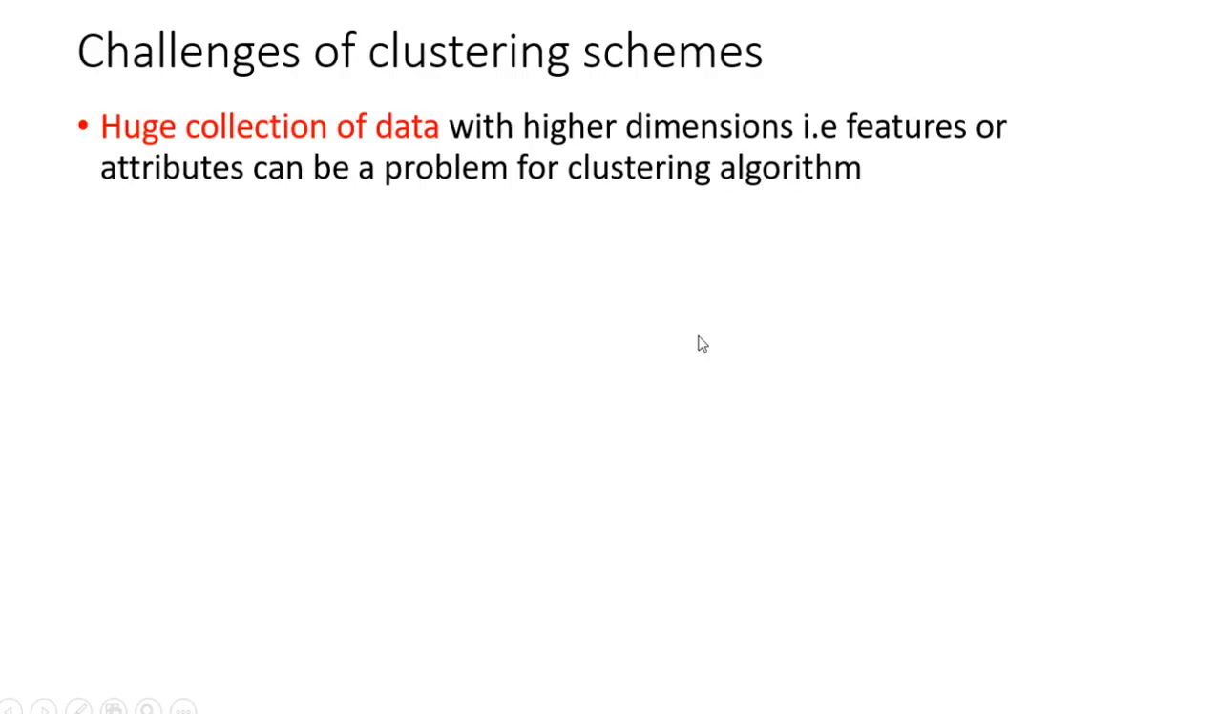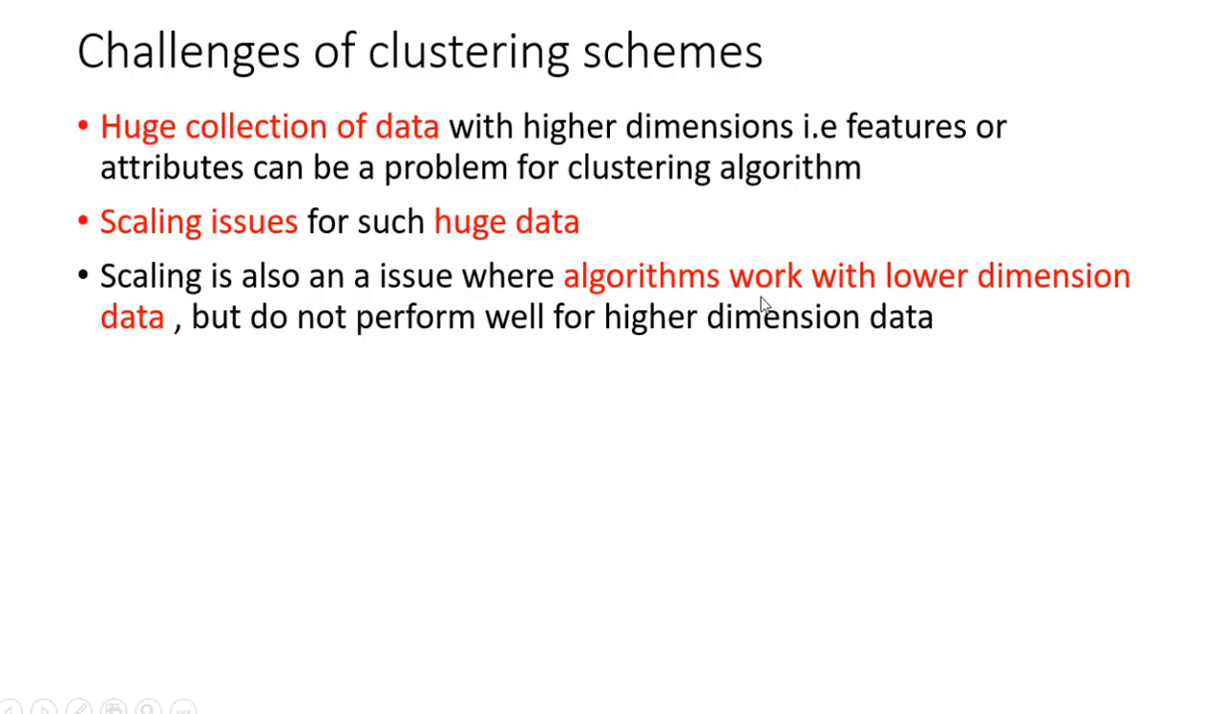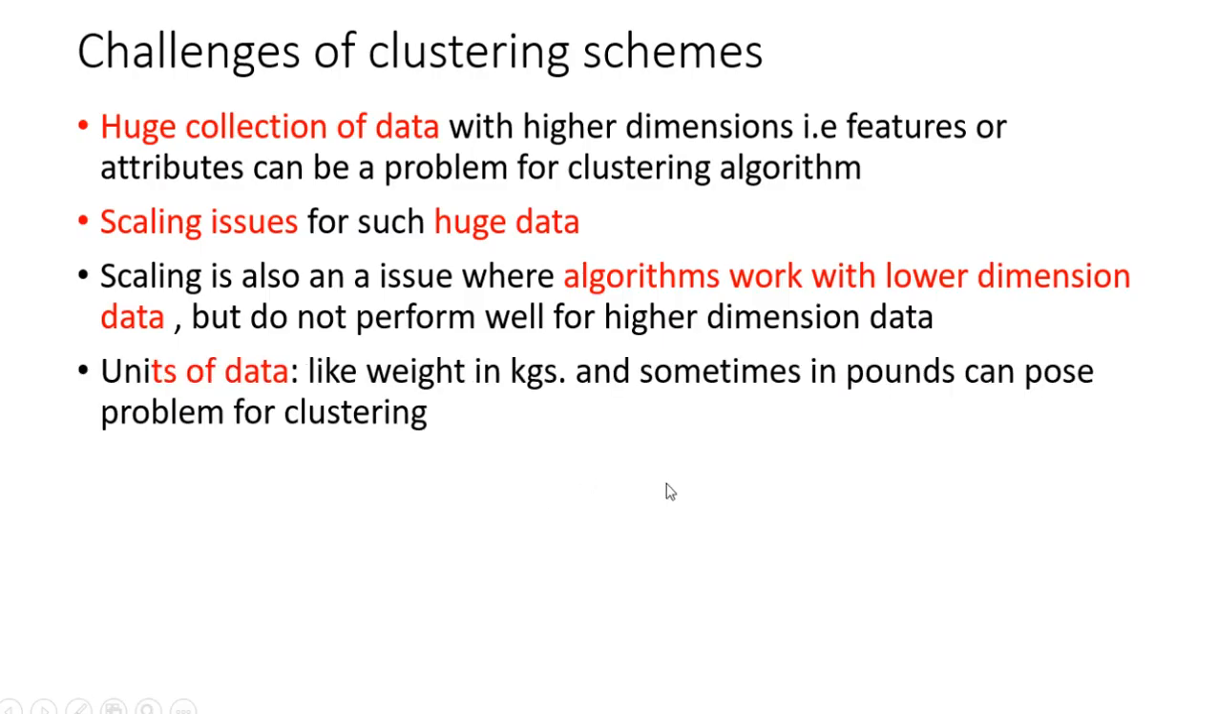So what are the challenges of clustering schemes? The first thing is a huge collection of data. You have very huge data and also high dimensions. High dimensions in the sense, lots of features, lots of attributes. That can be a problem for doing clustering. Then there are scaling issues for such huge data. Scaling in the sense, you're trying to bring down your data from higher dimension to lower dimension, and then you do the clustering. Your algorithm may not perform well on high dimension data, and after you do the scaling also it can be a problem.